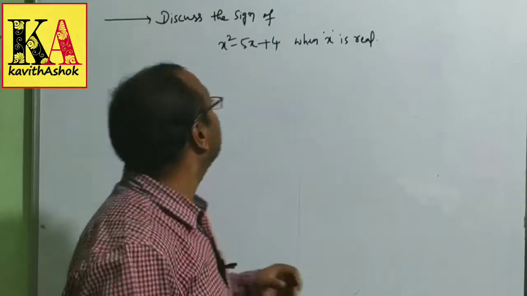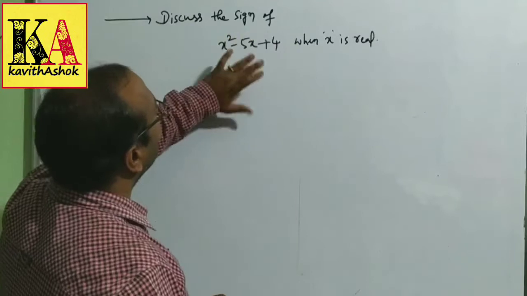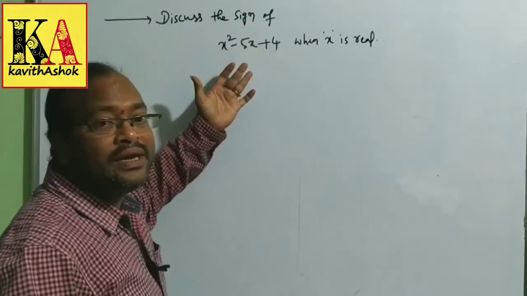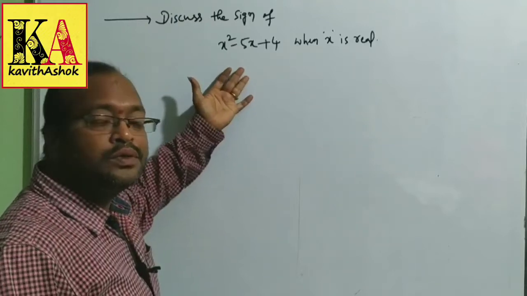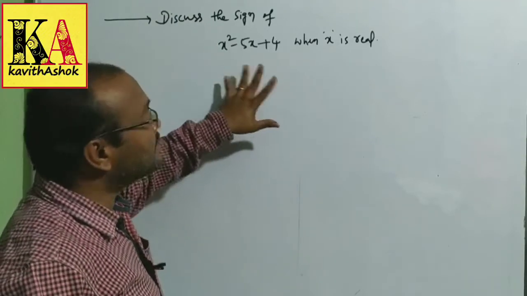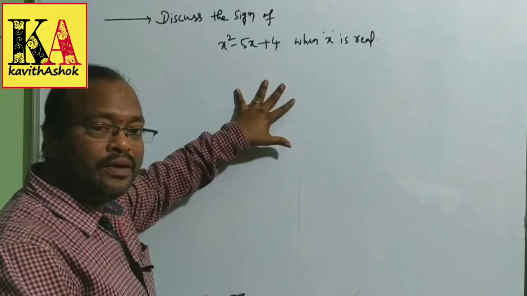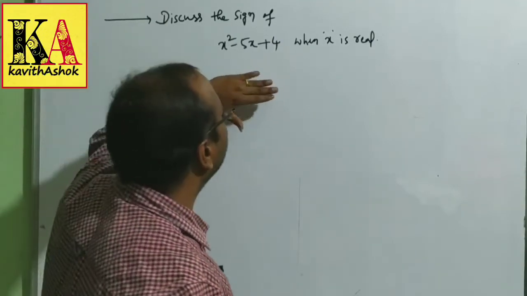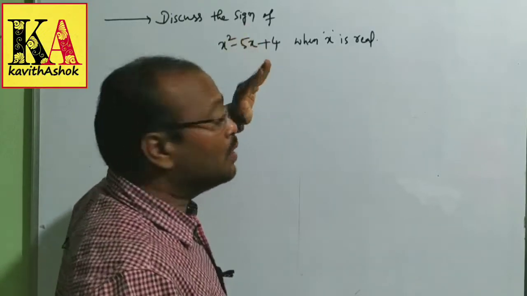Now one more question: discuss the sign of the expression when x is real. Previously we discussed the positive case, but sometimes it may be negative. Here, discuss the sign means in both cases, when it will be positive and when it will be negative, we have to find out. For that, first we will find the roots.